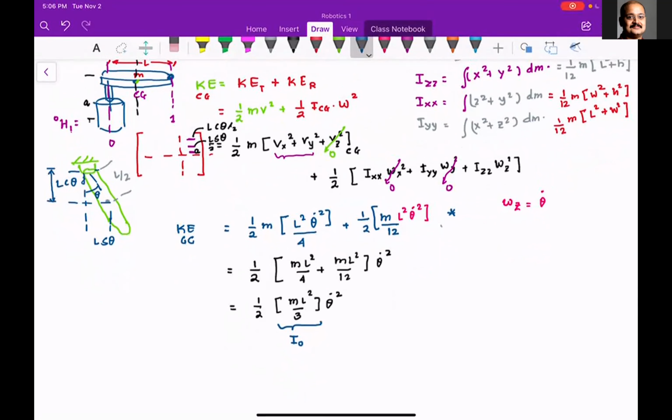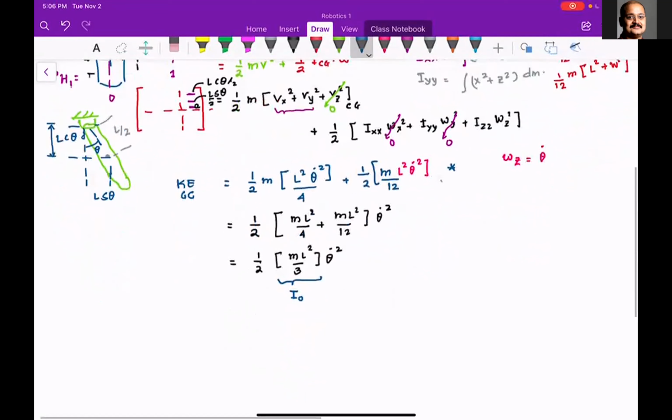I'm going to call this PE, which is 1/2 times m multiplied by L by 2 cosine of theta. So potential energy, kinetic energy is denoted as T, potential energy is denoted as V. So I have potential energy.